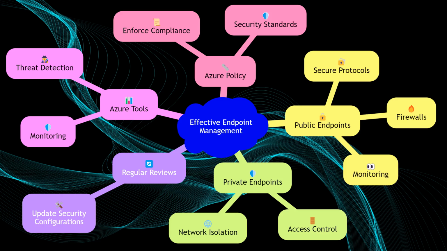Effective endpoint management involves several best practices. For public endpoints, ensure robust security measures, such as firewalls, secure protocols, and monitoring. For private endpoints, focus on network isolation and access control. Regularly review and update security configurations and use Azure's built-in tools for monitoring and threat detection. Additionally, consider using Azure Policy to enforce compliance and security standards across your endpoints.